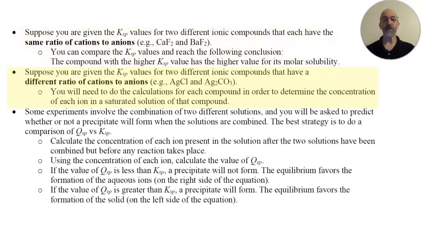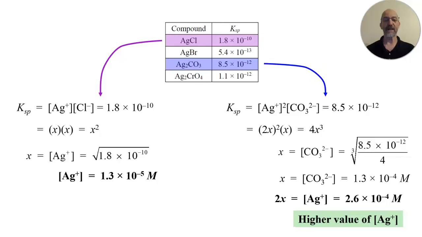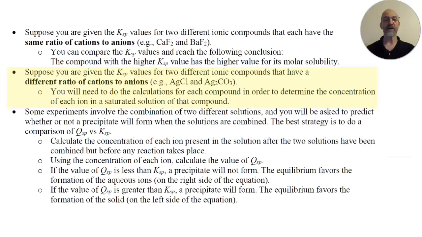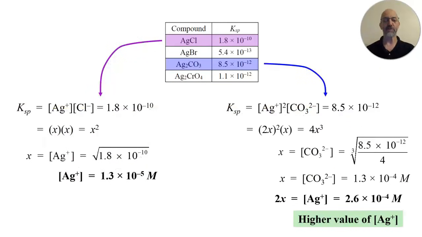On the other hand, what if you are given the KSP values for 2 different ionic compounds, but they don't have the same ratio of cations to anions? So for example, silver chloride is AgCl, silver carbonate is Ag2CO3. Well, as I showed you earlier in this lesson, you would need to do the calculations for each compound in order to determine the concentration. So again, that would be sometimes just take the square root if it's a 1-to-1 ratio, but other times you may have to divide by 4 and take the cube root if it happened to be that 4x cubed that I showed you earlier.